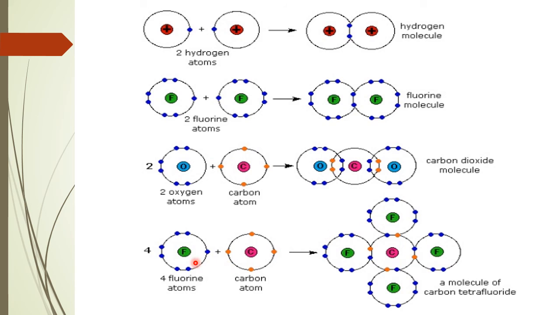The atomic number of fluorine is 9, so the number of valence electrons will be 7. So it needs 1 electron. They share with each other, carbon and fluorine. Each of them will share, forming a stable structure, and you're getting carbon tetrafluoride, CF4.